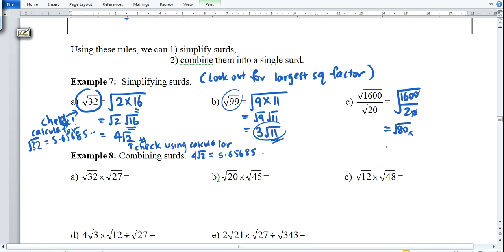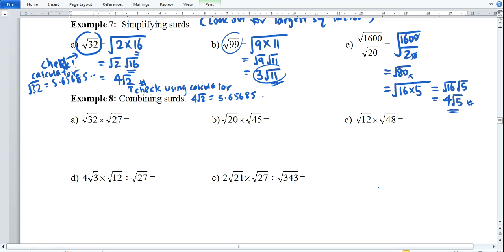So for the largest square factor of 80, you will need to have more practice to be able to see faster what the largest square factor of that number is. For 80, you can see that it is 16 times 5. So I can rewrite it as square root 16 times square root 5. And so square root 16 is 4, and the square root 5 is the answer.